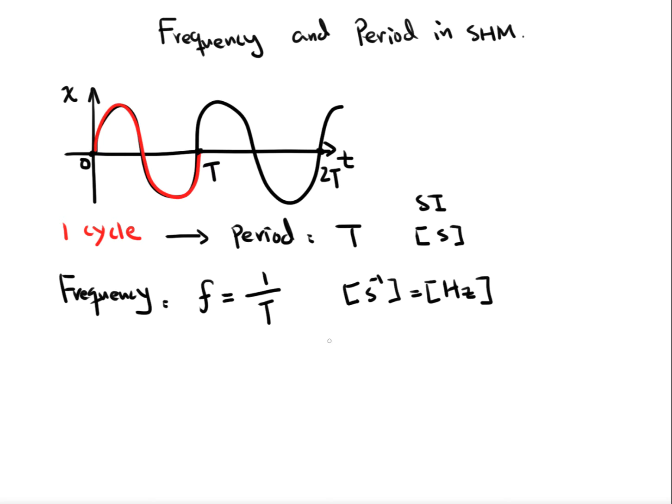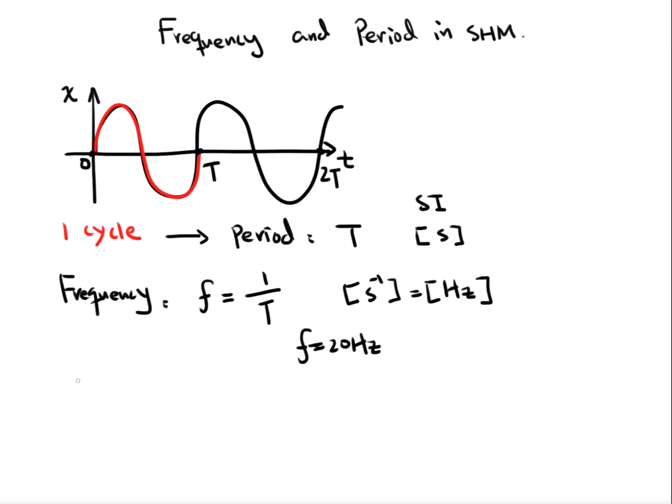Okay, so one example is, let's say the frequency is 20 hertz. That means that in 1 second, we're going to have 20 such complete cycles finished by the object. So you're going to see 1 second here, and there are 20 complete cycles.